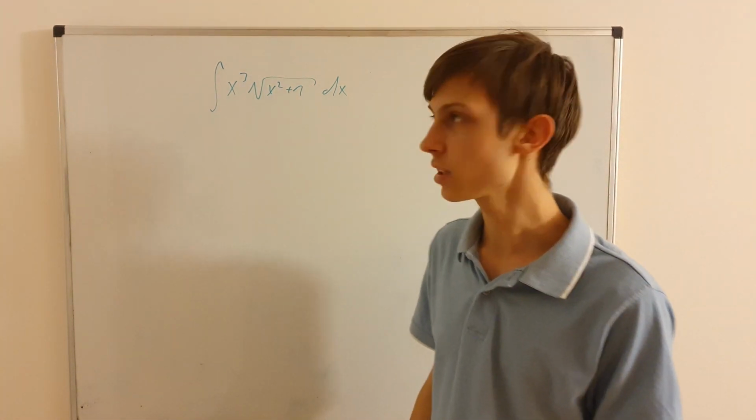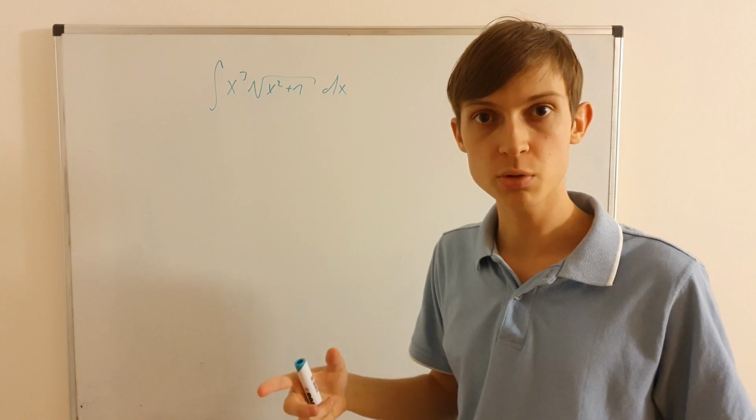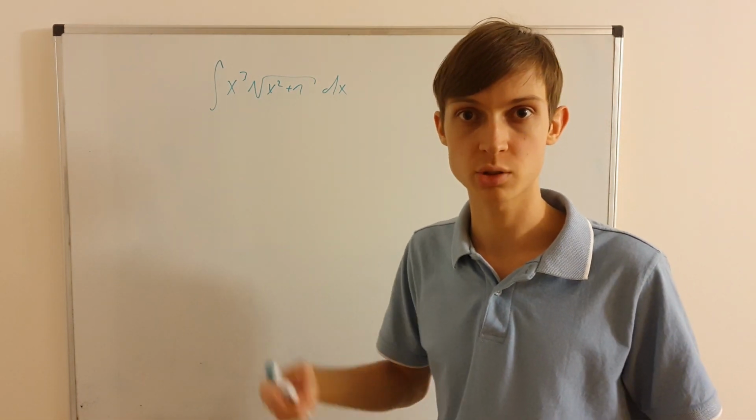With this one we're doing this integral of x cubed times the square root of x squared plus 1. And what will be used is a combination of integration by parts as well as u sub.